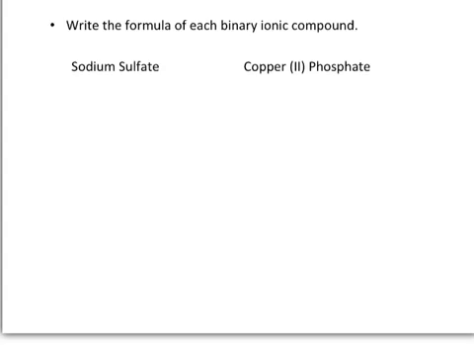So in these first 2 examples, we're given the names and we want to write the formulas. So just like in the binary ionic compounds, we want to write down the formulas of the ions along with their charges. So sodium is in the first column of the periodic table, so it has a +1 charge. So I've got Na+. Sulfate is one of the polyatomic ions, and it has the formula SO4. It has a 2 negative charge.